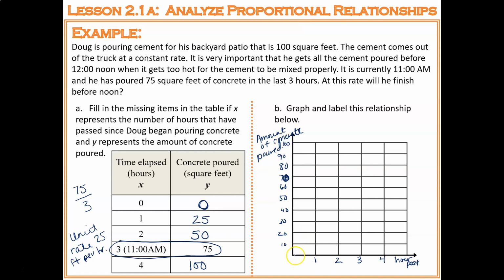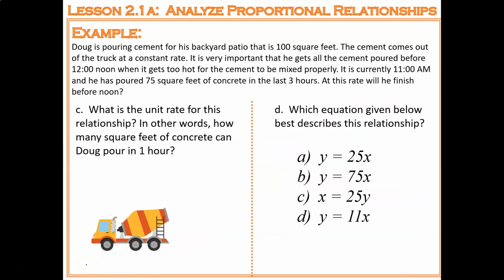Okay, so let's plot our points. At 0, he hasn't poured anything. At 1, he has poured 25, which is halfway between the 20 and the 30. At 2, he has poured 50. At 3, he has poured 75, which is right here. And then at 4, he's all the way up to the tippy top, 100. We can connect these because they're constant. So that's the graph. All right, let's go on to the next question, which might be on your next page.